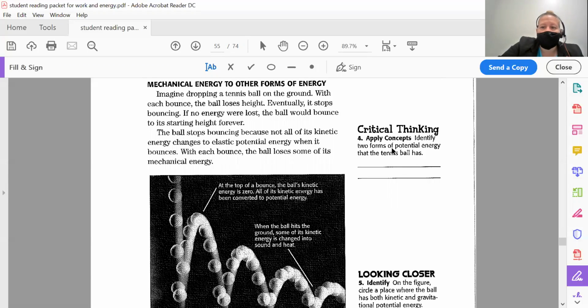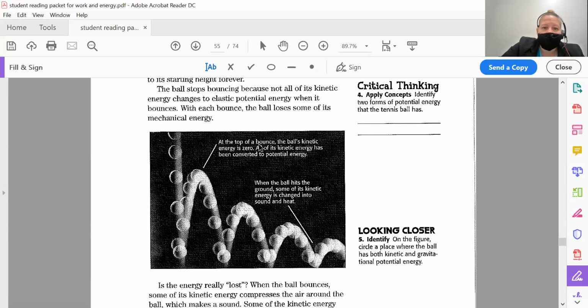So at the top of a bounce, the ball's kinetic energy is 0. All of its kinetic energy has been converted to potential energy. So at that one moment, but it's a pretty fast moment. When the ball hits the ground, some of its kinetic energy is changed to sound and heat. That's why it doesn't come back up as high as what it did before.